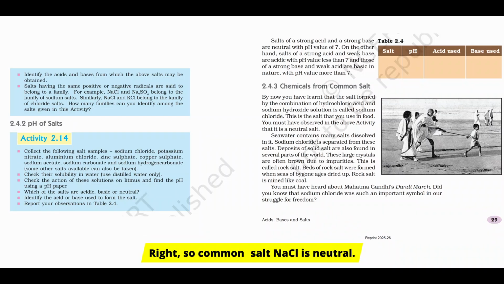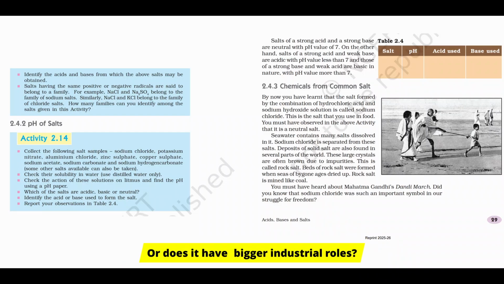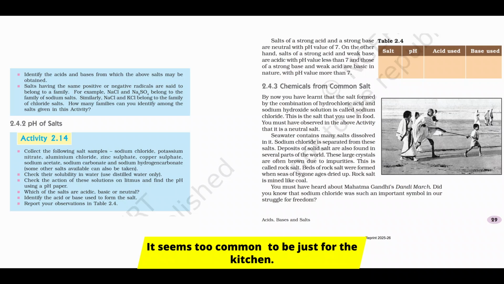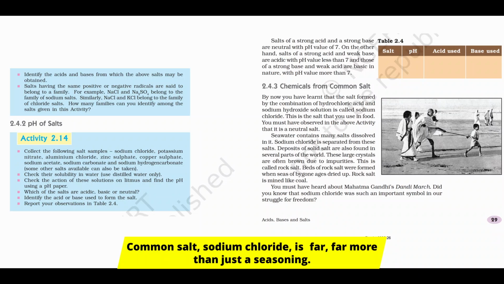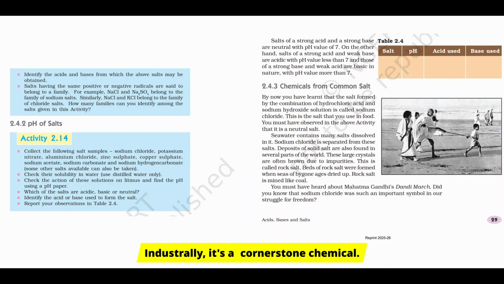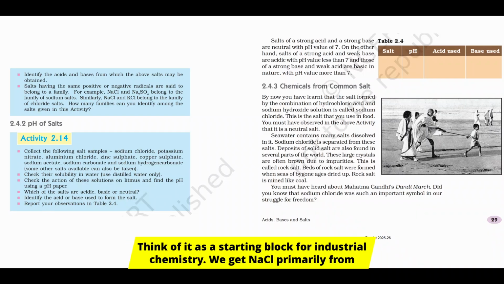Right, so common salt, NaCl, is neutral. Is it just used for food and maybe preserving things, or does it have bigger industrial roles? It seems too common to be just for the kitchen. You've hit on a massive point. Common salt, sodium chloride, is far, far more than just a seasoning. Industrially, it's a cornerstone chemical. It's the fundamental raw material for manufacturing a huge range of other essential chemicals. Think of it as a starting block for industrial chemistry.